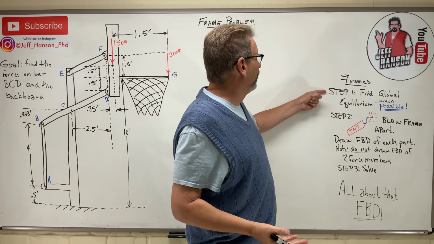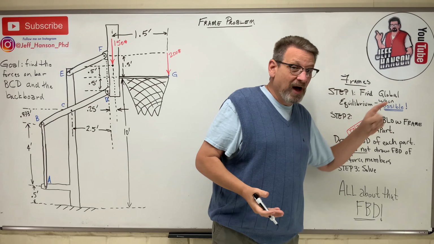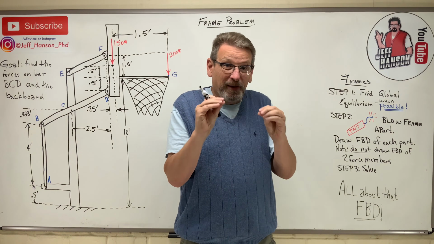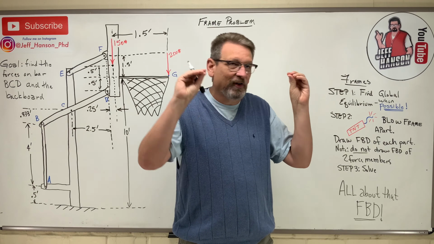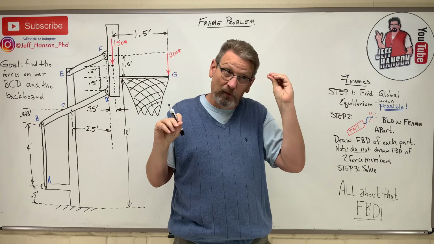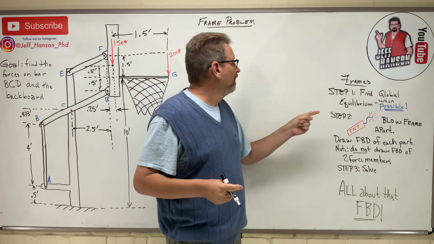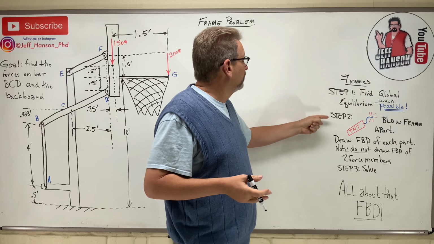Step one, find global equilibrium. It says when possible, sometimes you can't, but I'm telling you, just one little piece of the puzzle, like you can only find like AY, you couldn't find AX or the moment or whatever, but that one little piece is what you need to solve the whole problem. So sometimes we can't find any.